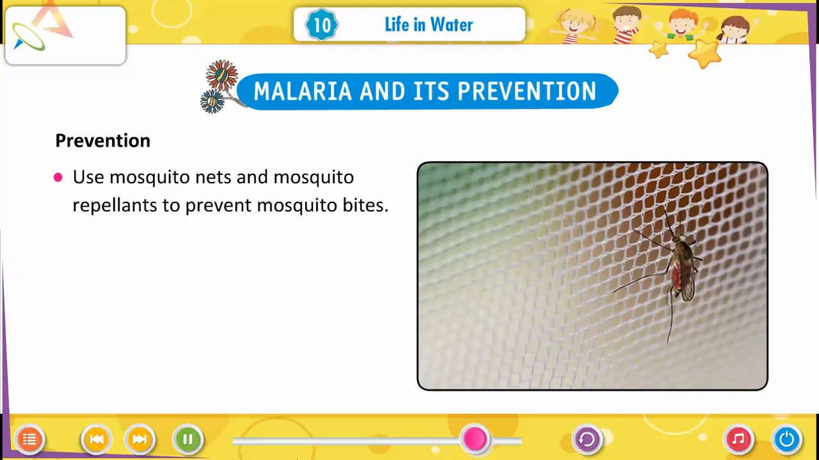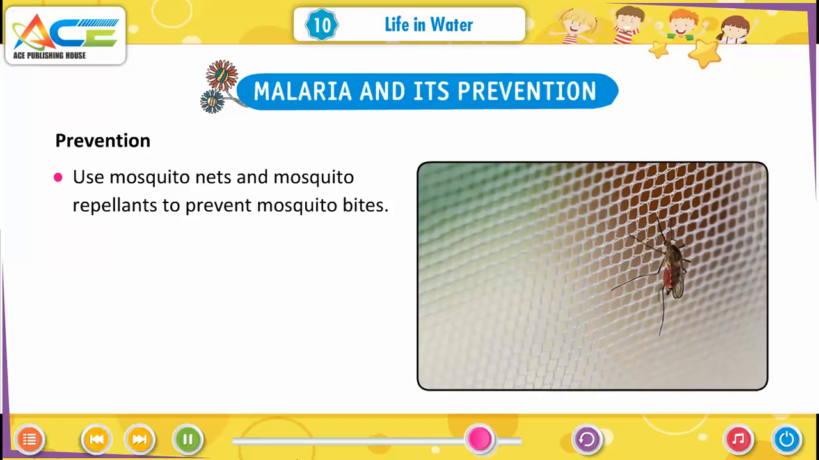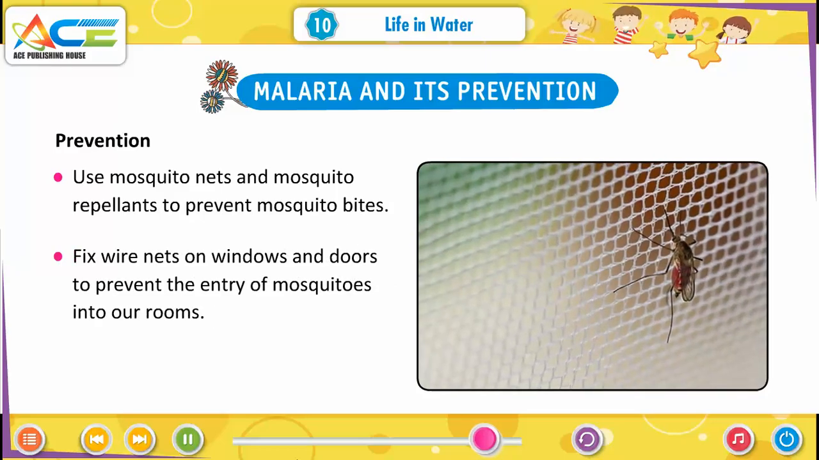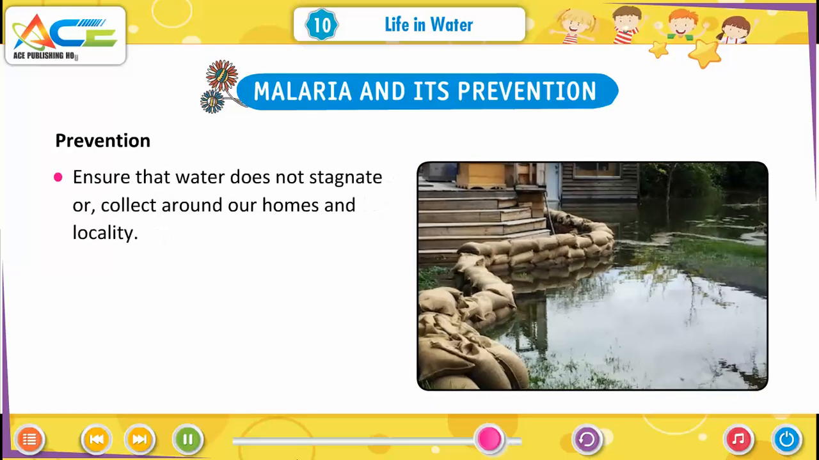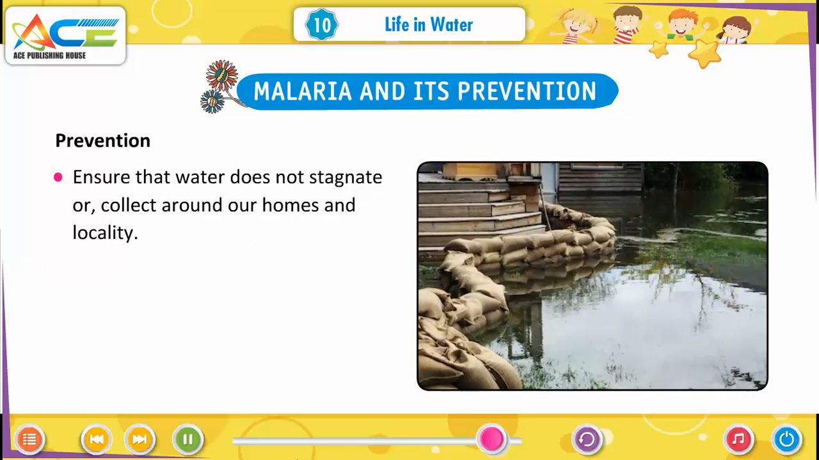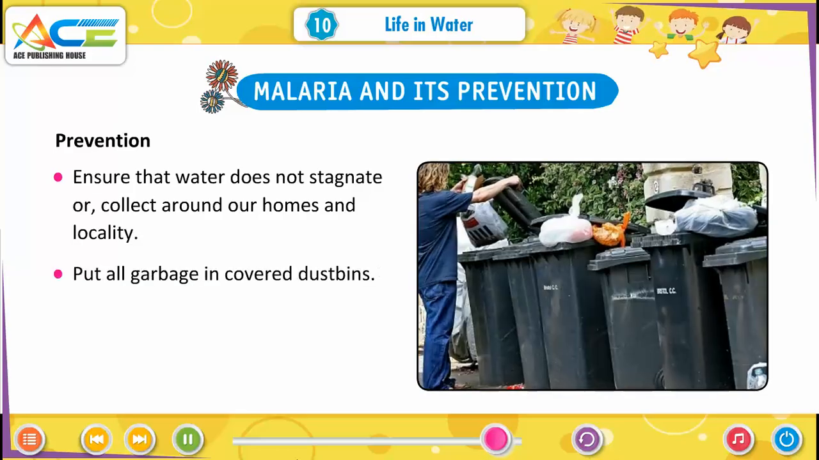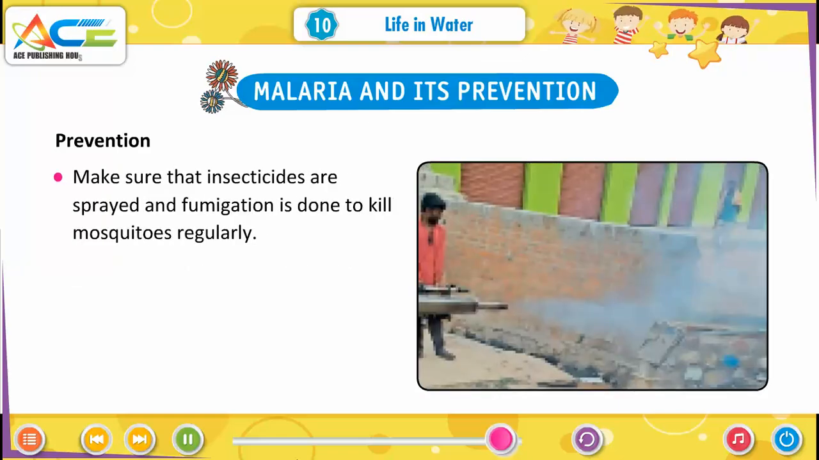Use mosquito nets and mosquito repellents to prevent mosquito bites. Fix wire nets on windows and doors to prevent the entry of mosquitoes into our rooms. Ensure that water does not stagnate or collect around our homes and locality. Put all garbage in covered dustbins. Make sure that insecticides are sprayed and fumigation is done to kill mosquitoes regularly.